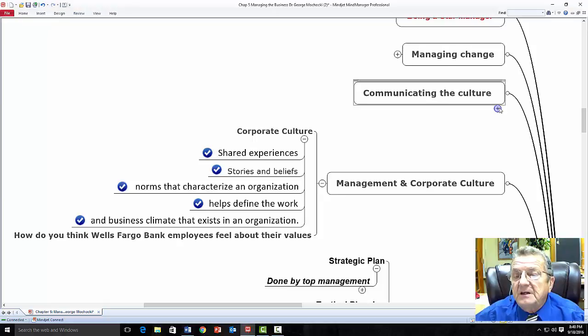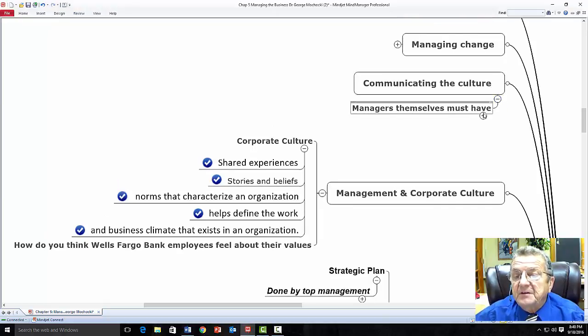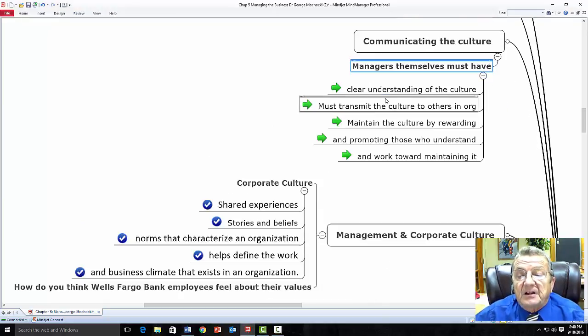Okay, communicating the culture. Managers must have a clear understanding of the culture to communicate it. Why do we do things? Why is this important? Why is social responsibility important? Why is environmental concern important for this company? Or why is it not? And I'm not saying each company has a different mission, different vision, a different culture. Maintaining the culture by rewarding the right behavior for those who understand it and work towards it. That's where we could promote it.